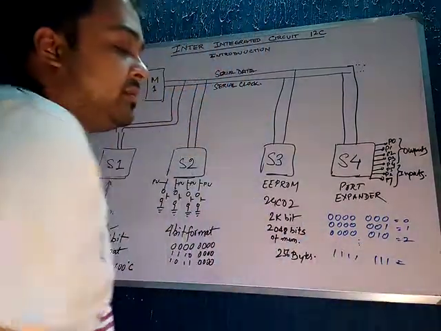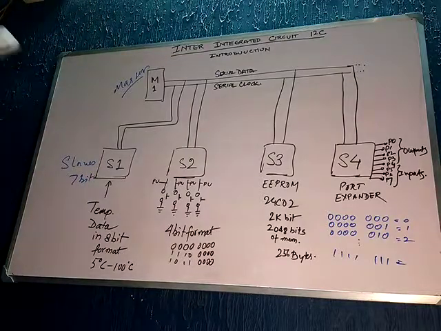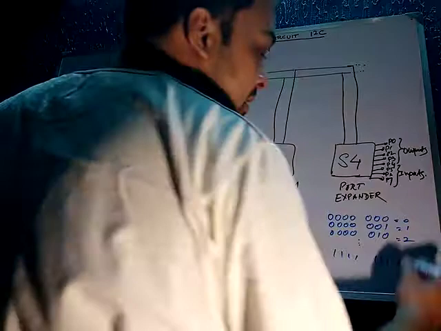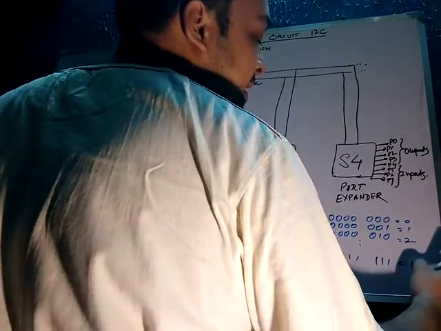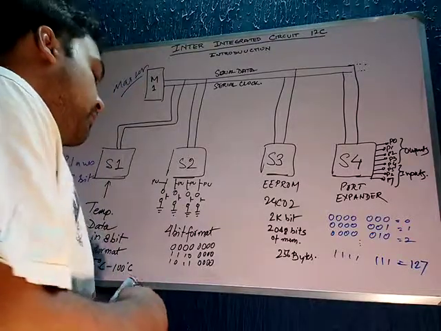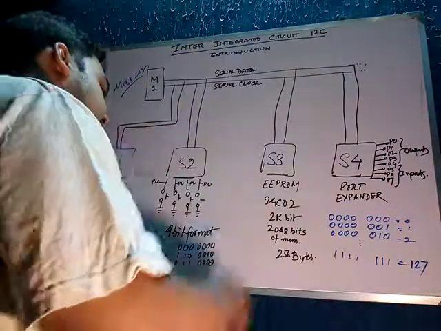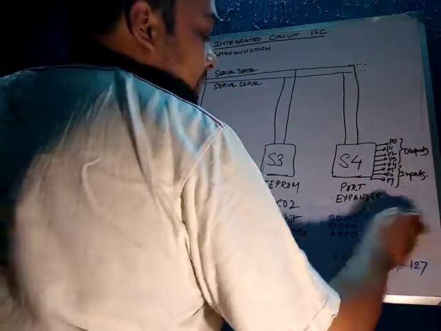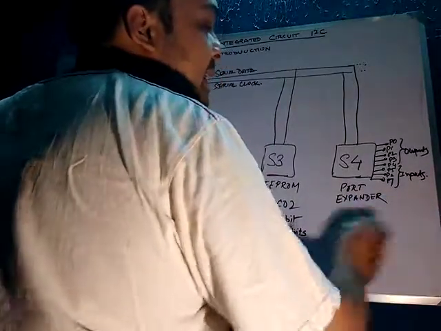And what is this? Can anybody guess? I know everybody can guess it. It's very simple. It is 127. So basically, for 7-bit addressing, this is the total number of slaves that can be connected to any I2C line.